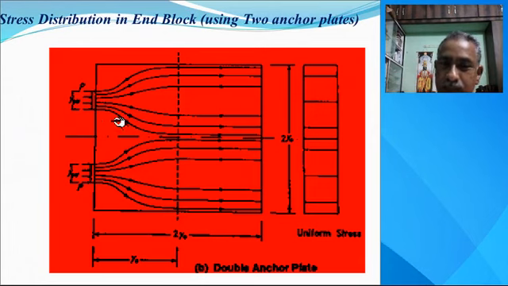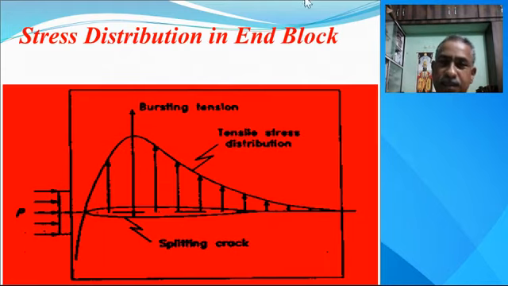Similarly, this is the case of two plates, double. Again, here it is observed that this is y0, this is y0, this is y0, and this is y0. That means 2y0, this is 2y0. At a distance of y0, the stress distribution is even. These are the two plates which are used to supply the prestressing force. This is the pressure distribution or stress distribution. Of course, the bursting force will be developed like this.